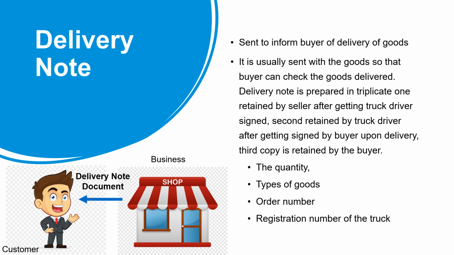This delivery note includes details about the products, the quantity of the product, the type of goods, the order number, and at the same time the registration number of the person who delivered this product to you. So once the consumer receives these goods, they can cross-check the goods with this delivery note and check whether he has received all the goods that he ordered. That is why the delivery note is really important.